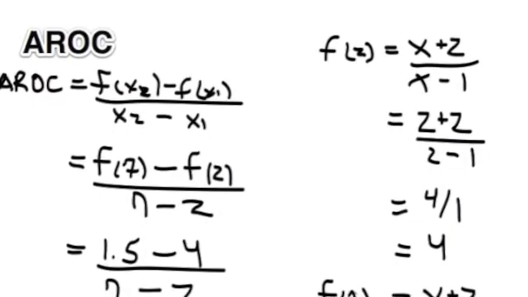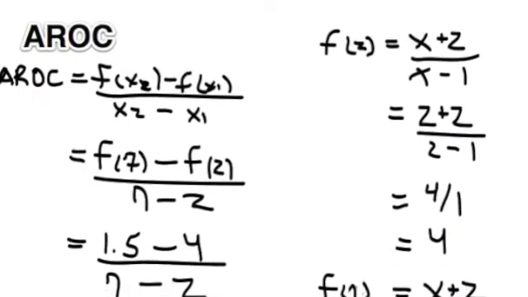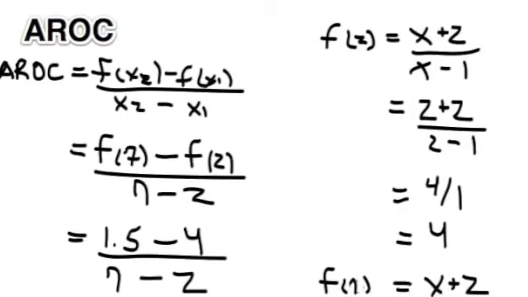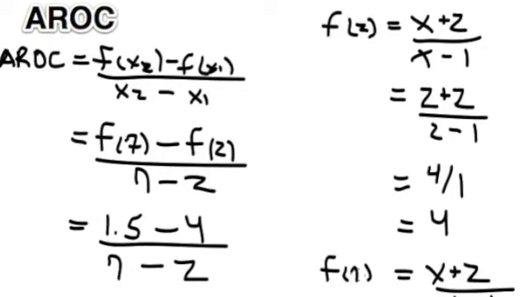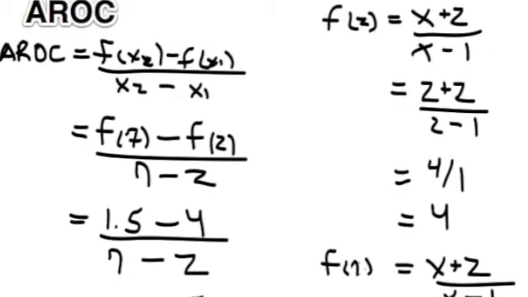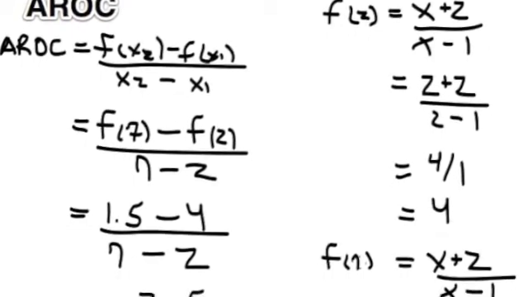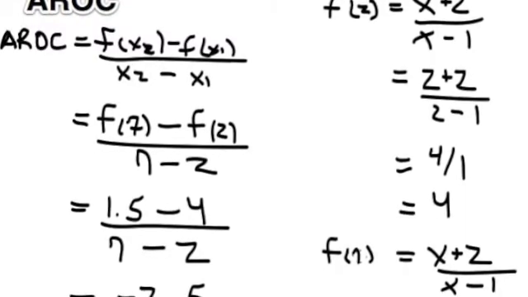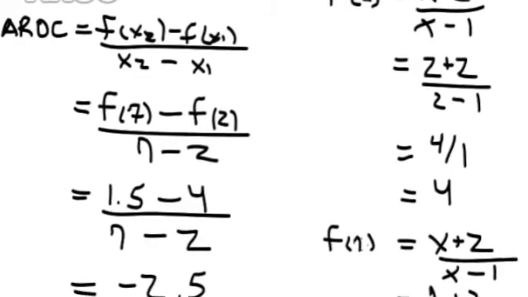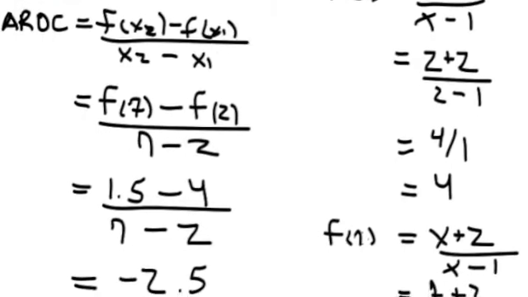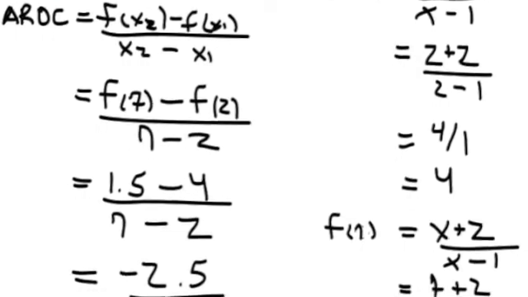We start out with our basic equation and sub in the x values. We are going to find AROC between x equals 2 and x equals 7. For the equation (x + 2)/(x − 1), we have (f(7) − f(2))/(7 − 2). Now we have to find f(7) and f(2). To do this, we just sub in the x values and solve. Therefore, f(7) equals 1.5 and f(2) equals 4.